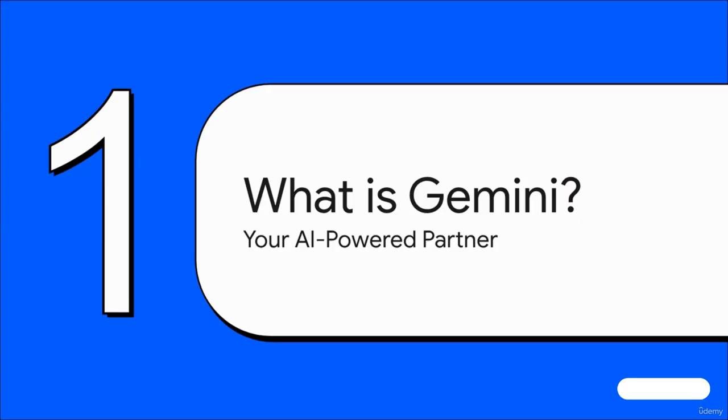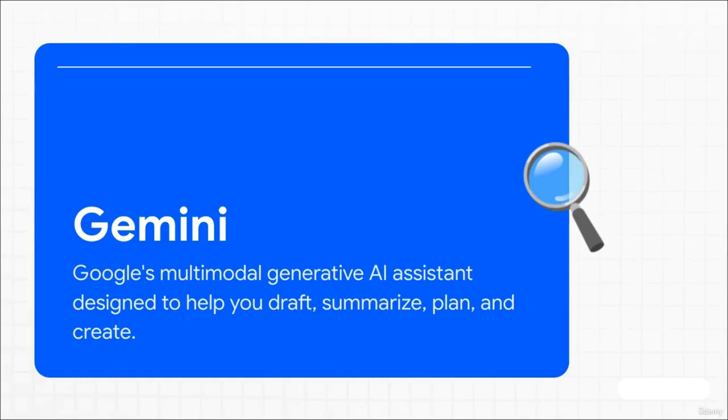All right, so first things first, what exactly is Gemini? At its core, Gemini is your AI-powered partner. You'll see the word multimodal thrown around a lot. That's really just a fancy way of saying it understands more than just text. It can also work with images, audio, video, even code. So think of it as this super versatile helper that can brainstorm with you, plan out projects, and get those first drafts done, right where you're already doing your work.